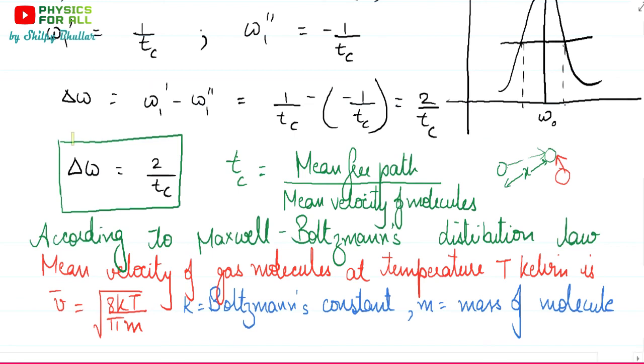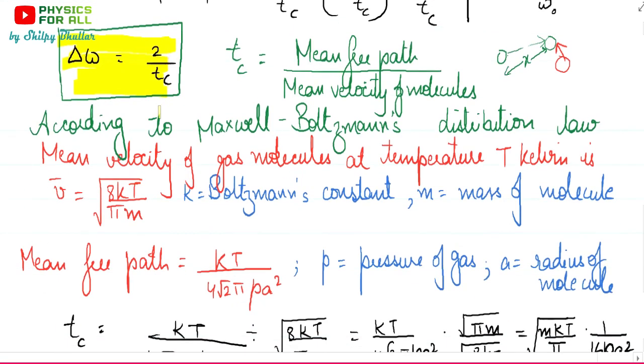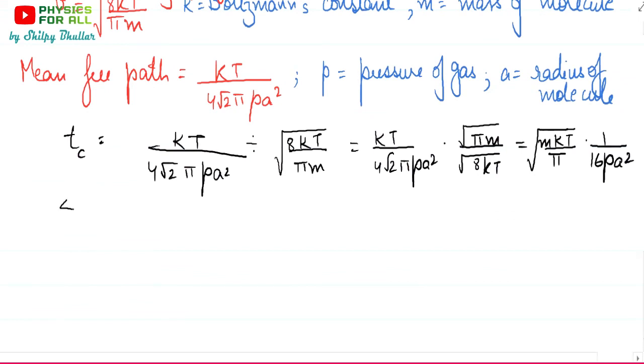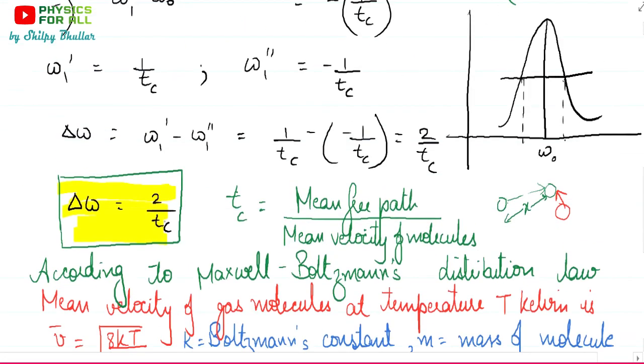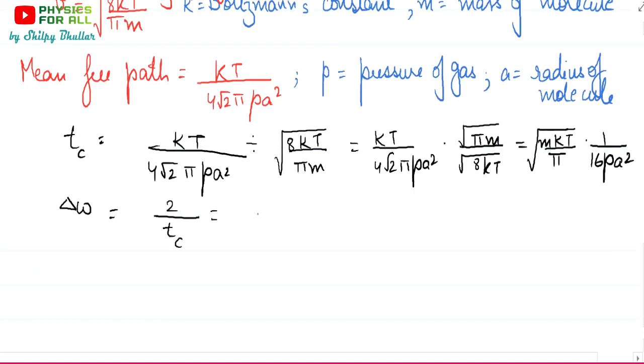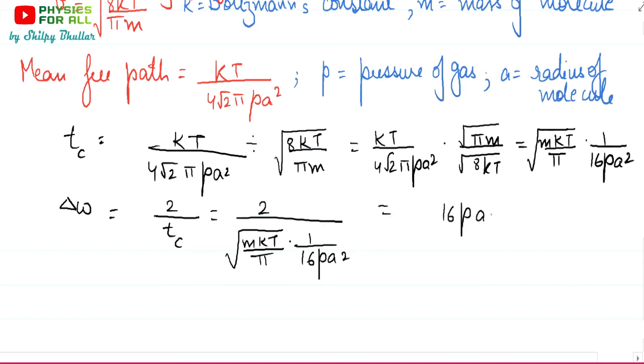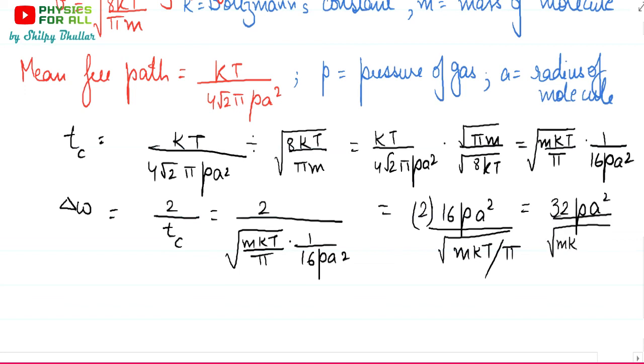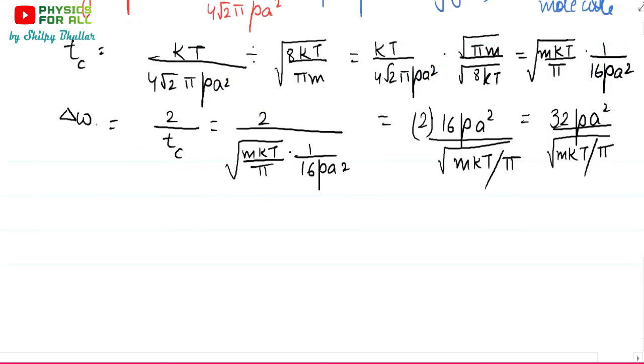And now remember, we found this thing, which is our spread. So our spread is 2 by TC. And we know what is TC. That means the spread delta omega is 2 by TC, which is equal to 2 upon under root m kT by pi and 1 upon 16 p a square, which further comes out to be 16 p a square upon under root m kT by pi. That means this becomes 32 p a square upon under root m kT by pi. This is the delta omega, which is our line spread.